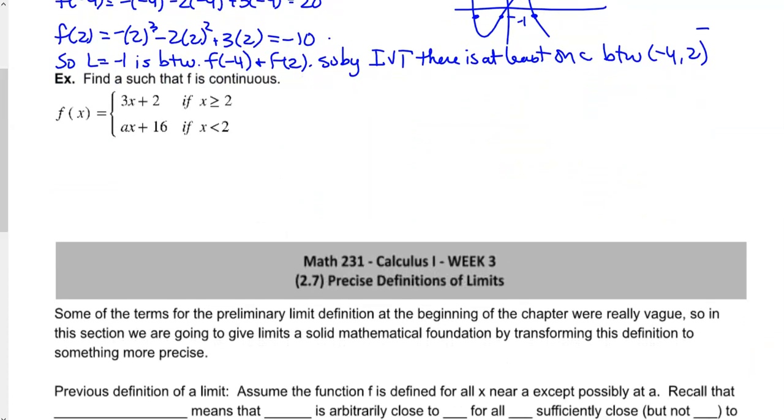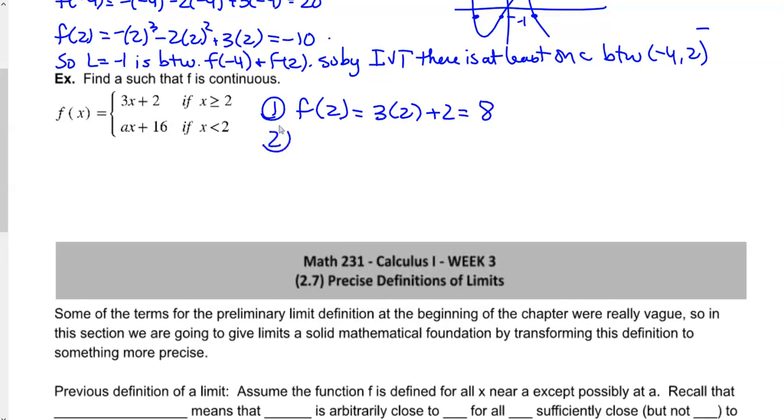Last problem. Find a such that f is continuous. Well, we know that that function is going to be continuous everywhere except possibly at x equaling 2, because that's the break point. It's continuous everywhere because each one of these are polynomials, except possibly here. So number 1, we need to determine what is f of 2. Well, where's the equals? The equals is right here. I'm going to take 2 and plug it in, so that means I got to do 3 times 2 plus 2. Well, 3 times 2 is 6 plus 2 gives me an 8.